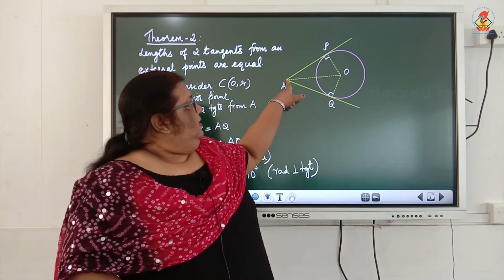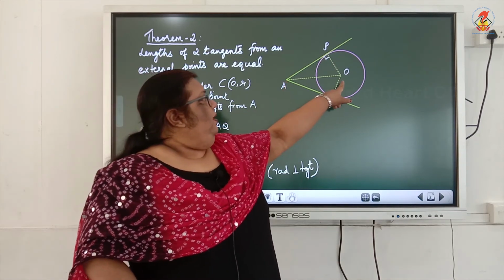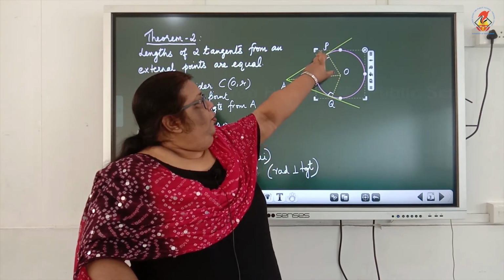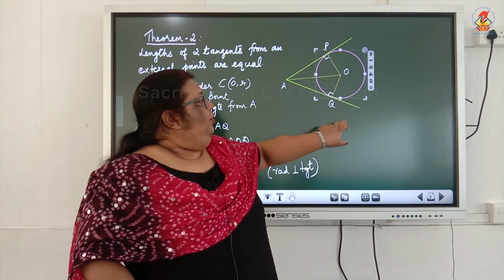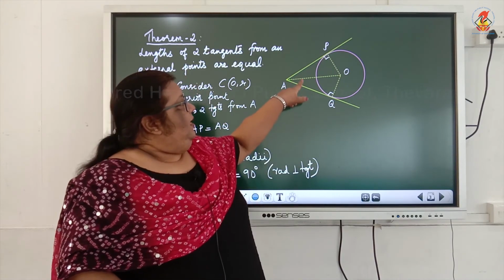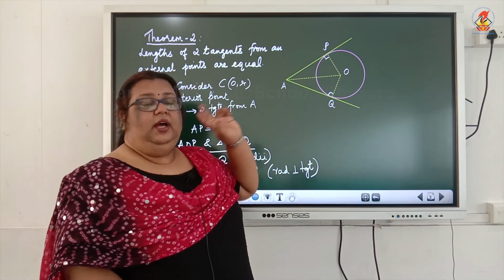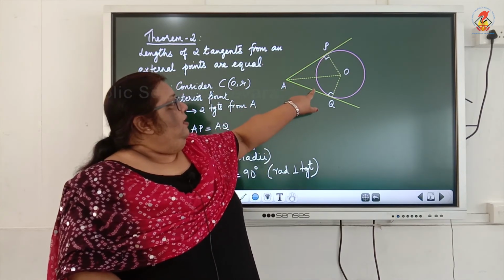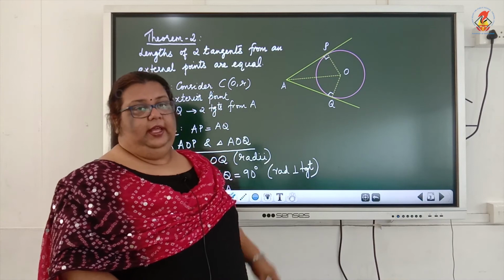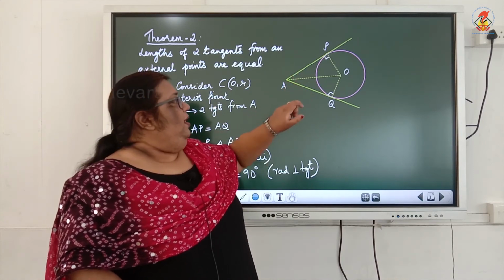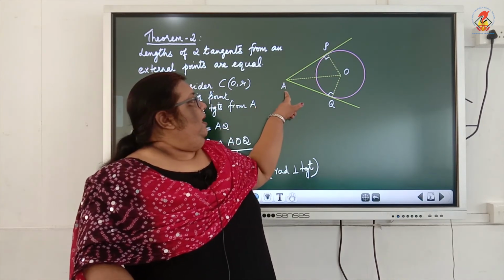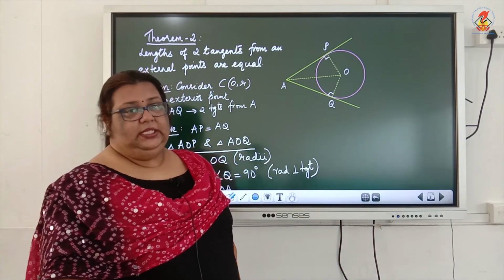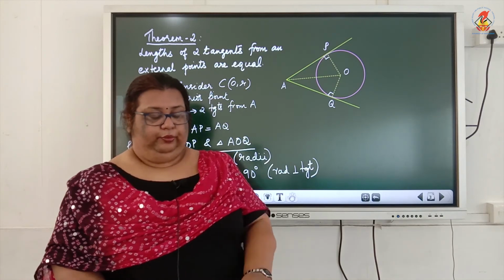So the construction part was, I drew a line from A to O. Then I joined O to P, O to Q. So two triangles are formed and we used the RHS congruence criteria to prove that this triangle and this triangle are equal. If those two triangles are equal, then AP and AQ will be equal by CPCT. Hence the proof.